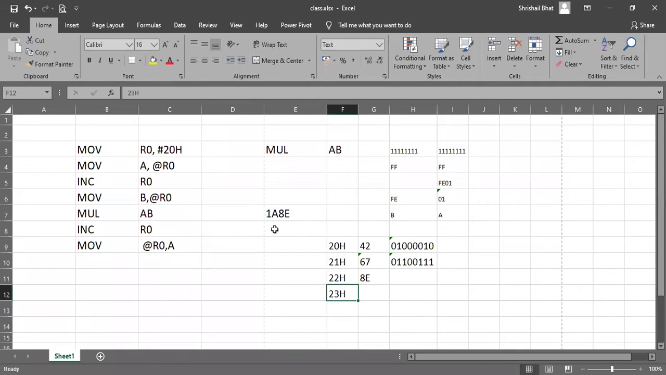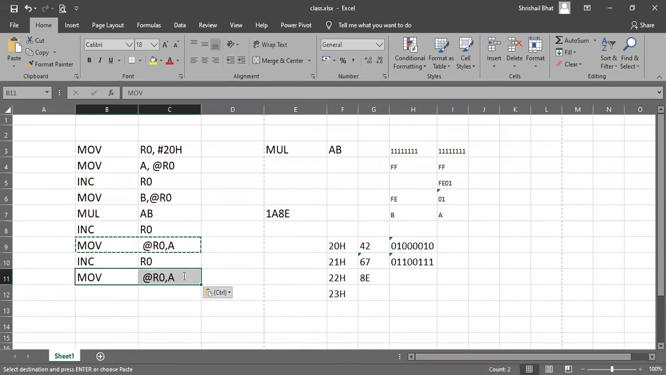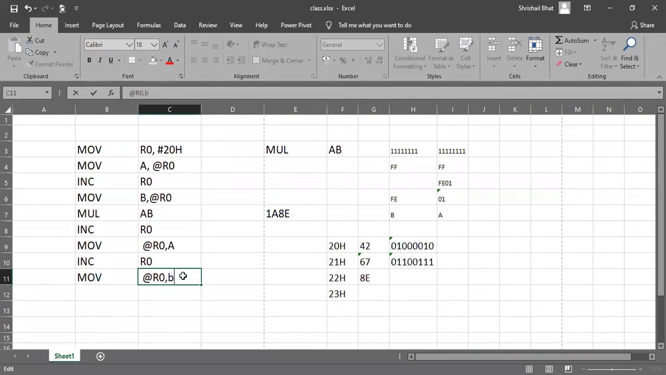Now I want 1A to be copied into 23. 1A is there in B. After multiplication, the upper byte will be stored in B. So I have to store it in 23H, the next memory location. So I have to increment my R0 again. Now R0 will be pointing to 23H. Then perform the same thing, but instead of MOV @R0, A, I'll be writing MOV @R0, B. That's all. So this is the way you can multiply any two numbers from any memory location, and store the result in any required memory location.